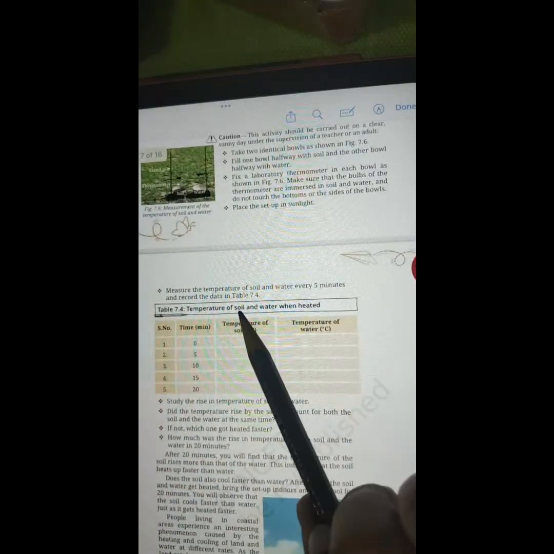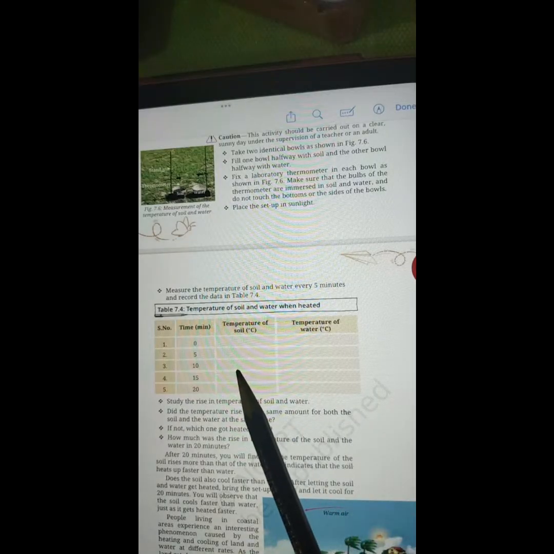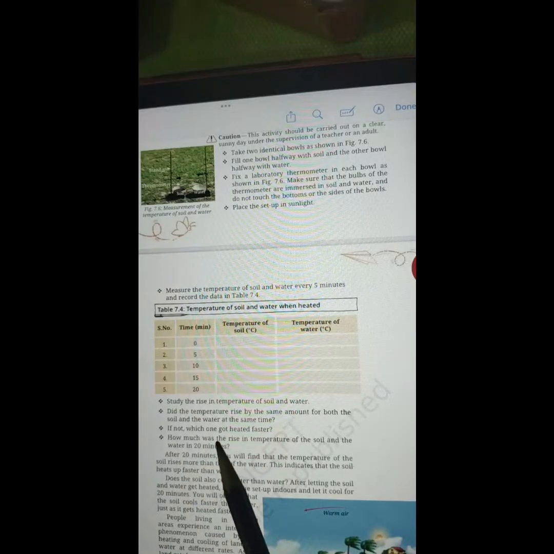Place the setup in sunlight. Measure the temperature of soil and water every 5 minutes and record the data in this table. Study the rise in temperature of soil and water. Did the temperature rise by the same amount for both the soil and the water at the same time? If not, which one got heated faster? How much was the rise in temperature of the soil and water in 20 minutes?